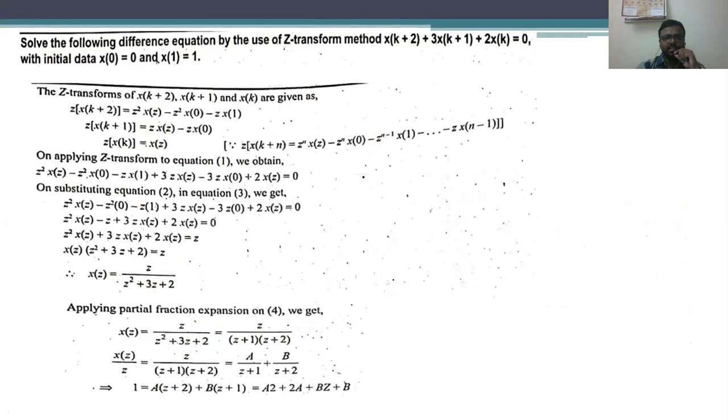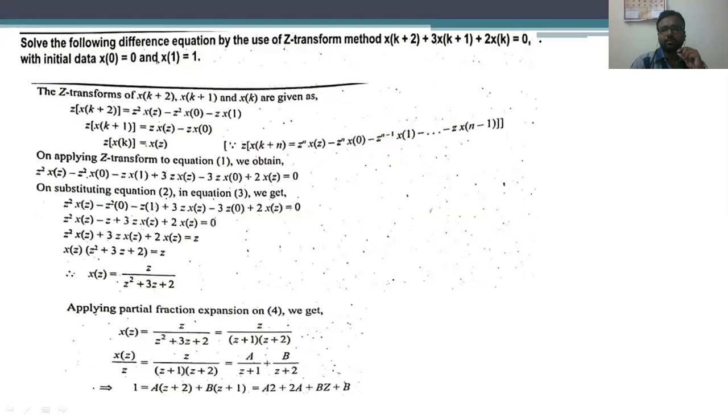So this is the statement of the problem. Solve the following difference equation with the use of Z transform method: x of k plus 2, plus 3 into x of k plus 1, plus 2 into x of k is equal to 0, with the initial data x of 0 is equal to 0 and x of 1 is equal to 1.